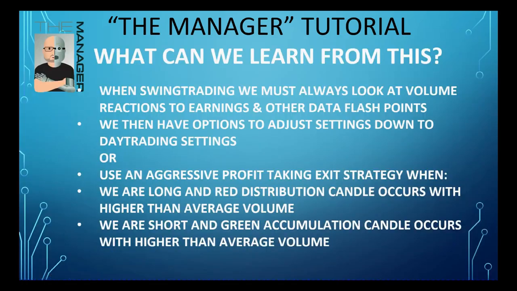So what can we learn from this? So when swing trading, we must always look at volume reactions to earnings and other data flashpoints. So when they happen, we then have options to adjust settings down to day trading settings, or use that aggressive profit taking exit strategy when we are long and a red distribution candle occurs with higher than average volume, that cyan dot above, get out aggressively. Or when we are short, we get that green accumulation candle that occurs with a higher than average volume, that cyan dot above again. We want to go back again, pause, go back through those explanations.